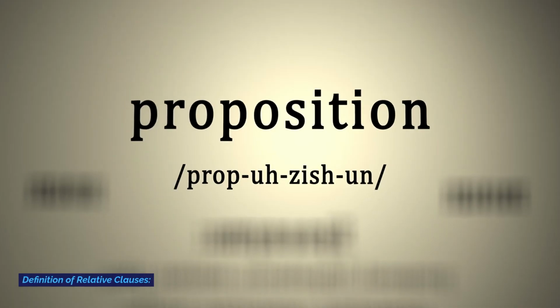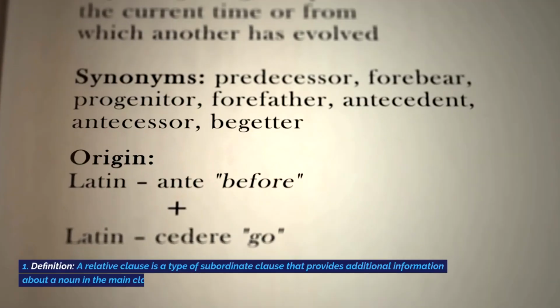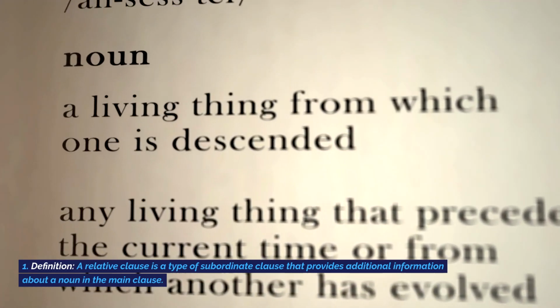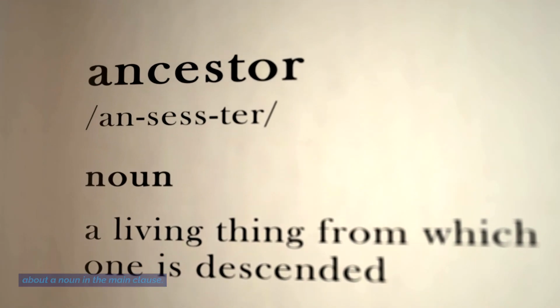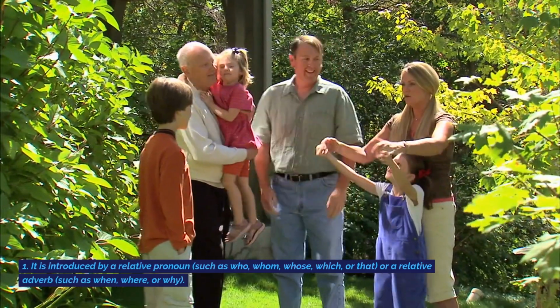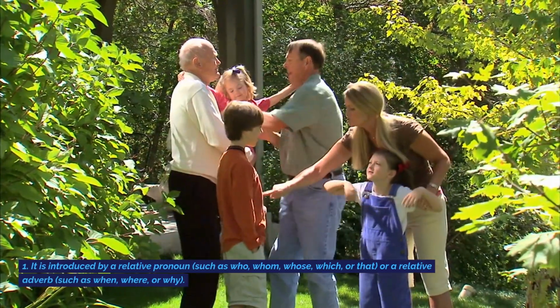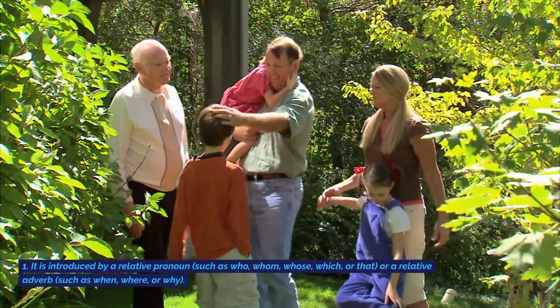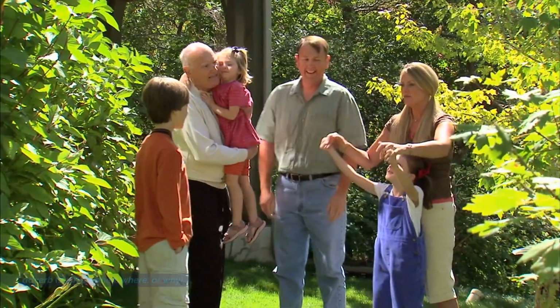1. Definition of relative clauses. A relative clause is a type of subordinate clause that provides additional information about a noun in the main clause. It is introduced by a relative pronoun, such as who, whom, whose, which, or that, or a relative adverb, such as when, where, or why.